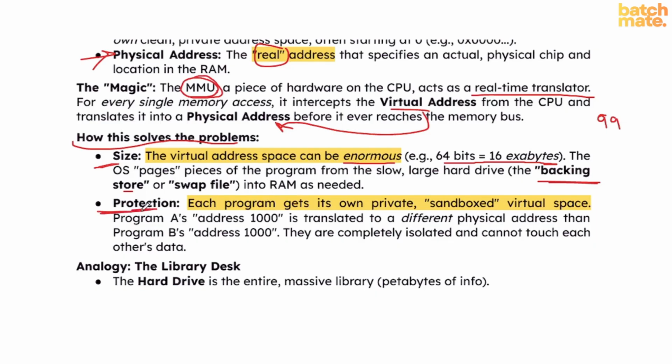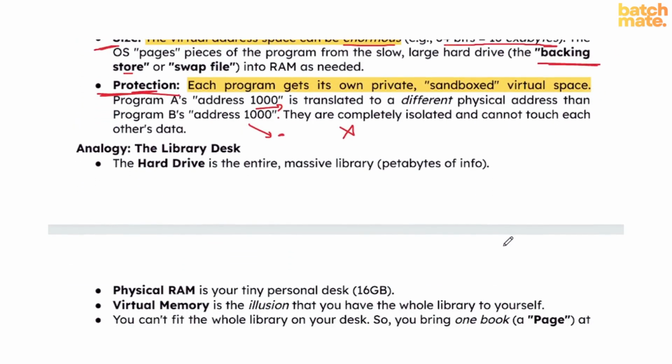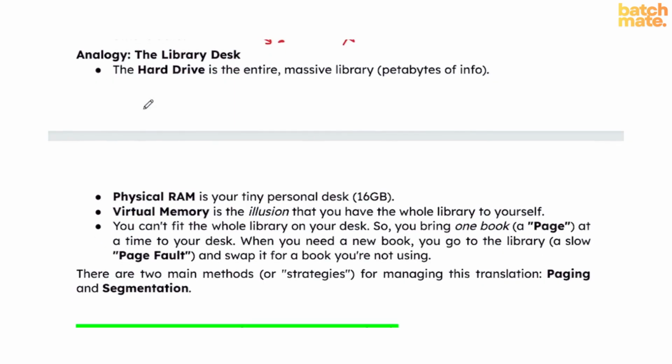Second, the protection solution. This creates a perfect sandbox. Imagine program A writes to virtual address 1000. The MMU puts it in physical spot 5. Now, program B also tries to write to virtual address 1000. Does it overwrite A? No. The MMU translates program B's 1000 to physical spot 99. They use the exact same virtual numbers, but physically, they are miles apart. They are completely isolated.